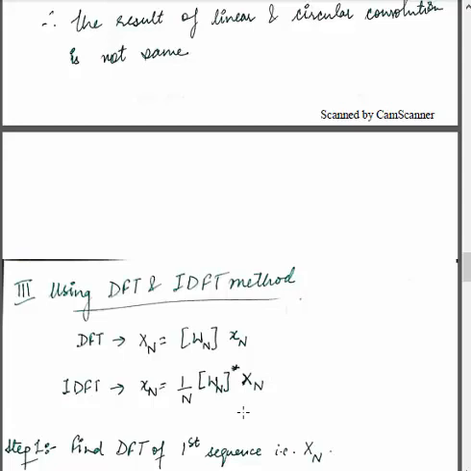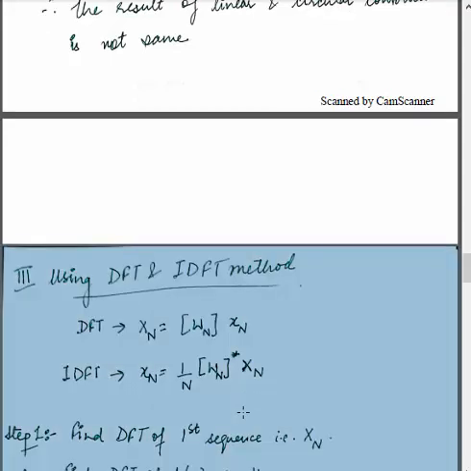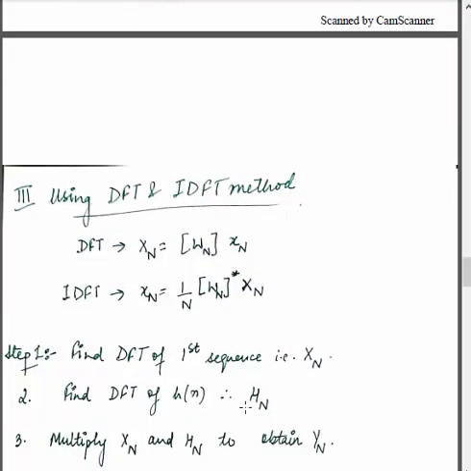Now the steps of the third method, that is the DFT and IDFT method. Suppose we have two sequences x of n and h of n. The first step is to obtain the DFT of the first sequence, that is X of k in matrix form. The second step is to obtain the DFT of h of n, the second sequence, that is H of k in matrix form. The third step is to multiply X of k and H of k to obtain Y of k. To find the output, multiply X of k and H of k.